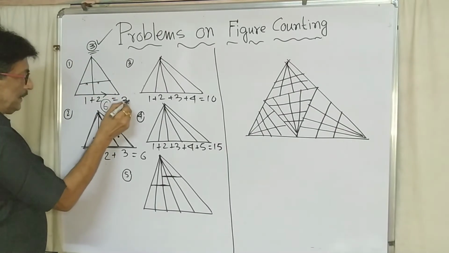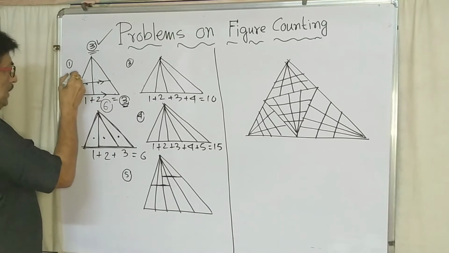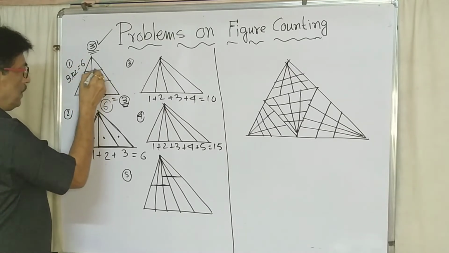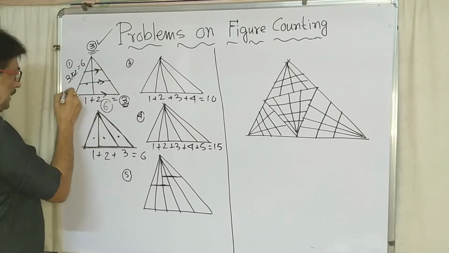one base, there are 3 triangles. Now there are 2 bases, so 3 into 2 means 6 triangles. If I draw another line, one base has 3 triangles. For 3 bases, 3 into 3 is 9 triangles.